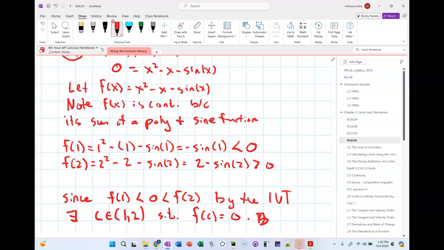Michael. 12? Sure. Same section? Yep. Okay.